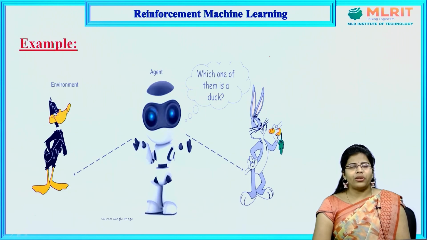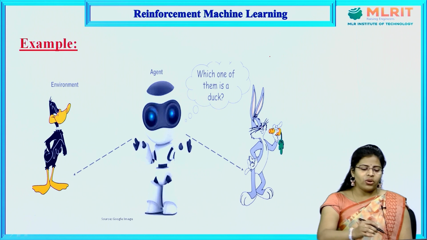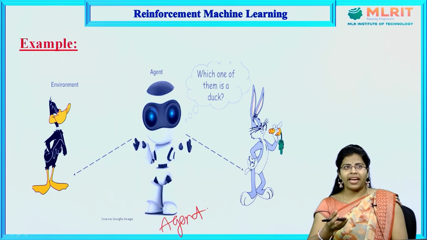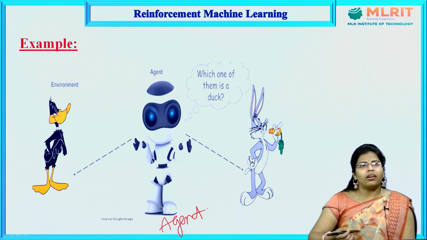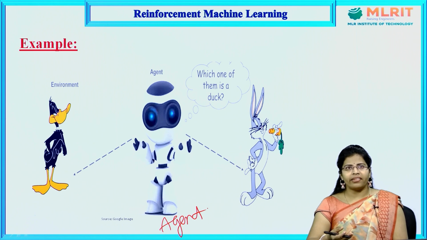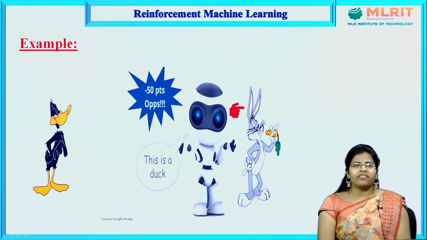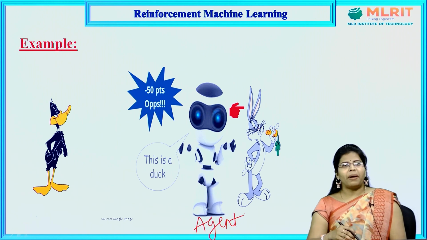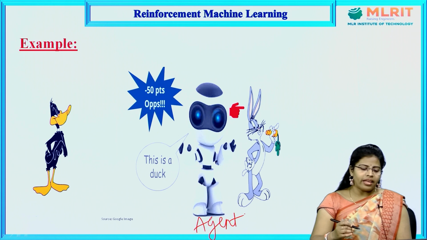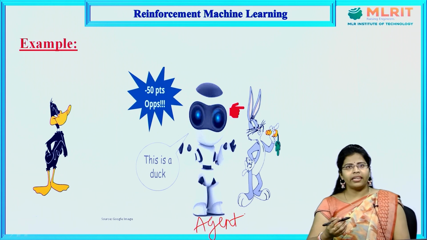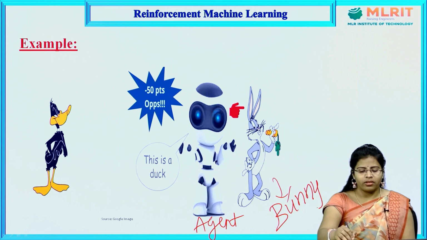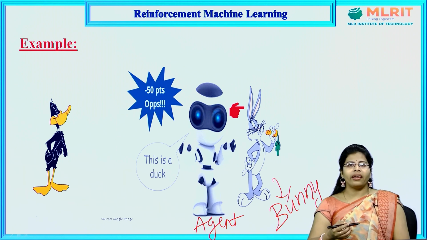Let me explain with one more example. Here you can see the agent needs to judge from the environment which of them is a duck. That is the task given to the agent. Here, by using some optimal fallacy, the agent is going to detect the bunny as a duck. The machine detects the bunny as a duck.